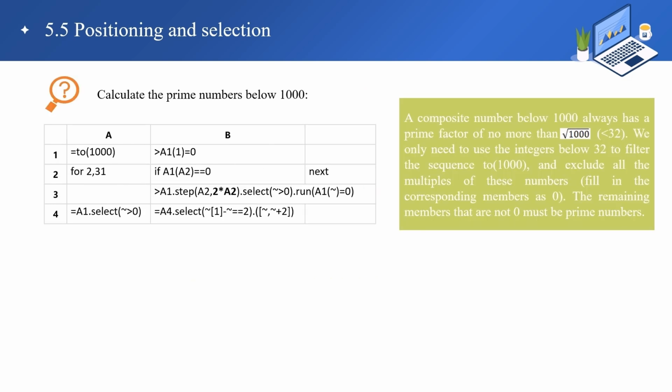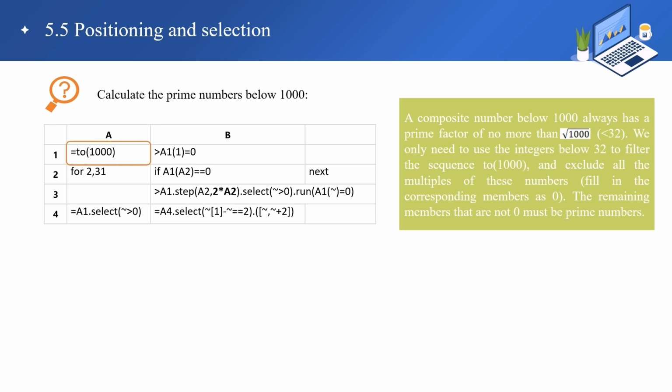Using these functions, we calculate the prime numbers below 1000. A composite number below 1000 always has a prime factor of no more than the square root of 1000, that is, less than 32. We only need to use the integers below 32 to filter the sequence to 1000, and exclude all the multiples of these numbers by filling in the corresponding members as 0. The remaining members that are not 0 must be prime numbers.